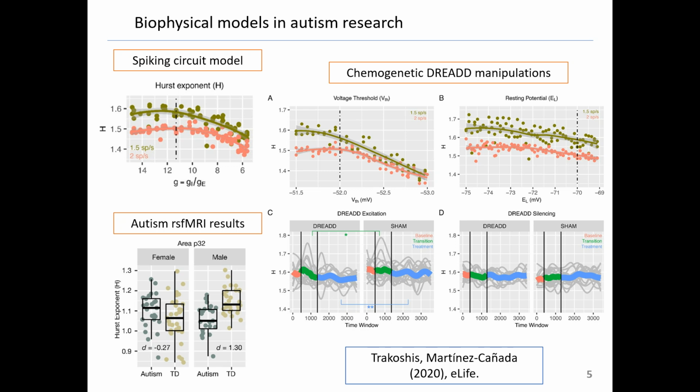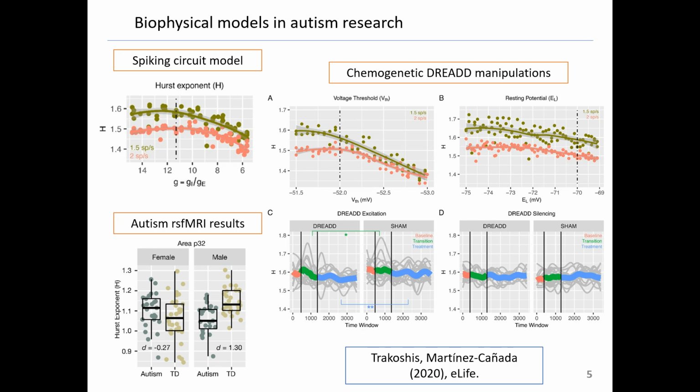In this first study, we combined in silico modeling, in vivo chemogenetic manipulations in mice, and brain scans of people with and without autism to demonstrate that a specific biomarker, the Hurst exponent H, can be a robust biomarker for excitation inhibition imbalance. We first simulated a spiking circuit model and found this relationship between H and the synaptic EI ratio in this model. As you can see, when H is reduced, there is an increase of excitation.